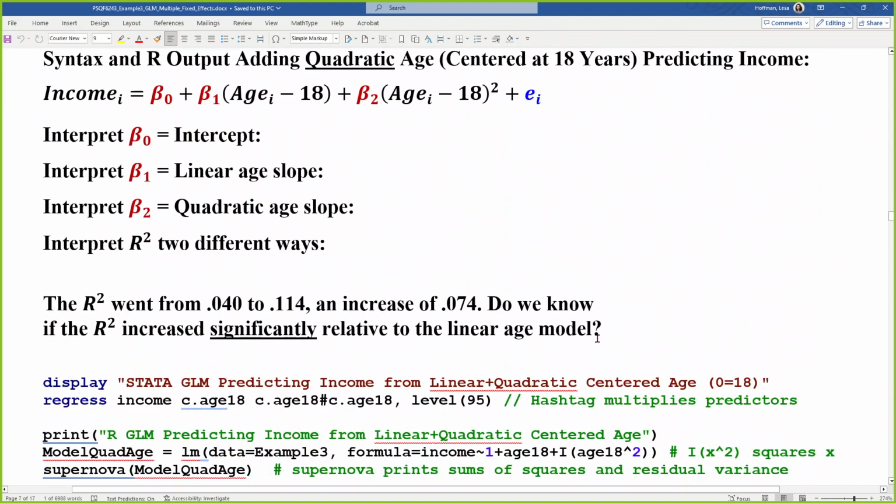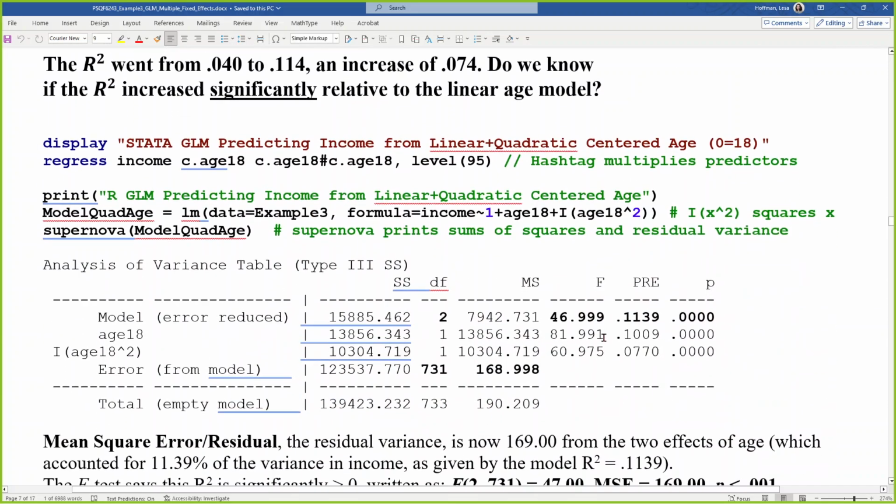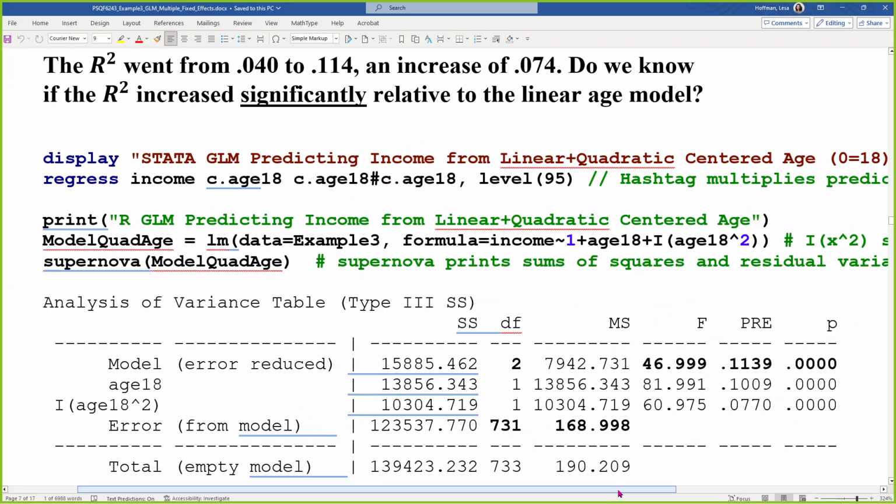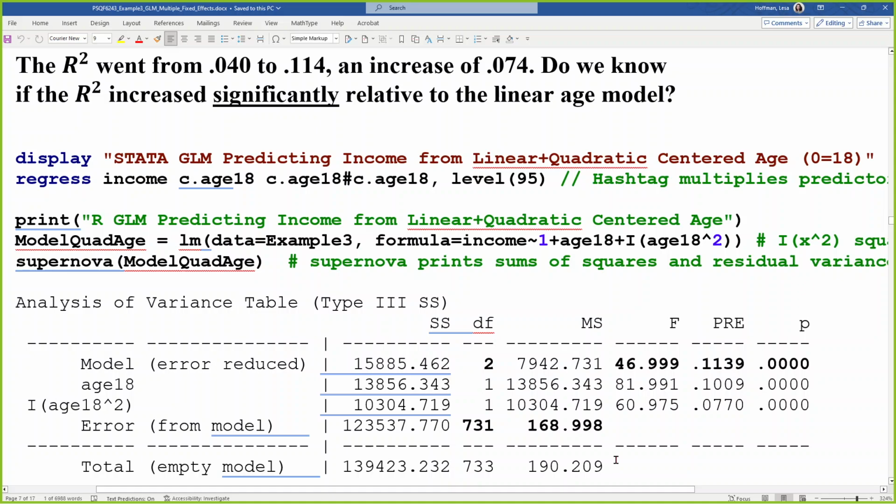So if we add quadratic age, to do that in the code, the good news is that you don't need to make quadratic age as a separate predictor. In certain software packages you do, but not in these. So this right here is age squared according to Stata. The hashtag or the pound sign, depending on how old you are, creates multiplicative combinations. The same thing in R is right here. So it's capital I, then in parentheses, the name of the variable, and then a caret and a 2.